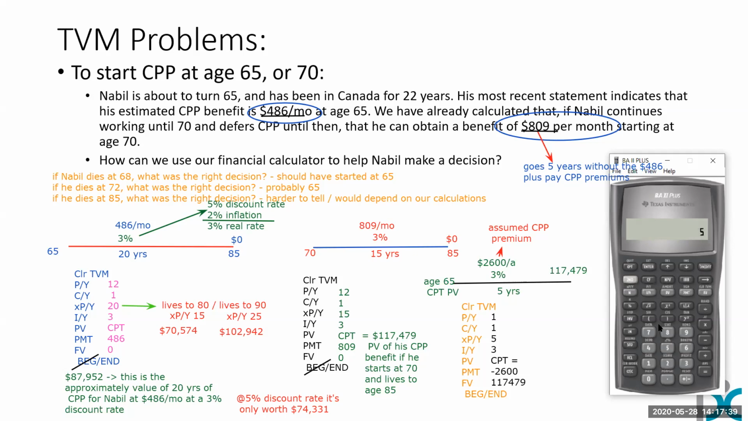So then 5 years, interest rate of 3, 2,600 negative as our payment. That money is going away from him. 117,479 will come to him, sort of, at age 70. I'm on end mode, and I can compute then my present value.